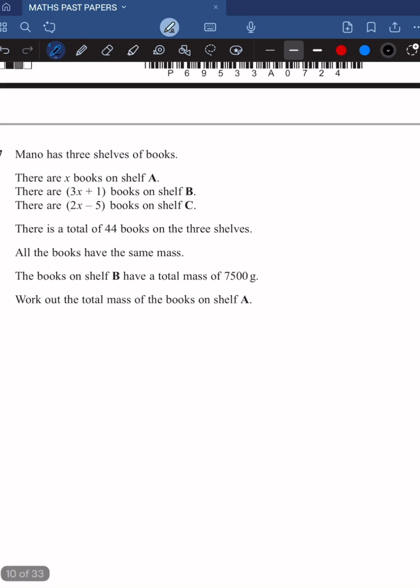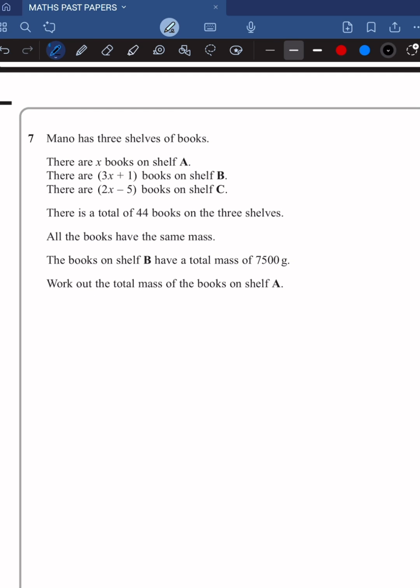Next question. Manu has 3 shelves of books. There are x books on shelf A. There are 3x plus 1 books on shelf B. There are 2x minus 5 books on shelf C. There's a total of 44 books on the 3 shelves. All the books have the same mass. The books on shelf B have a total mass of 7,500 grams. Work out the total mass of the books on shelf A.